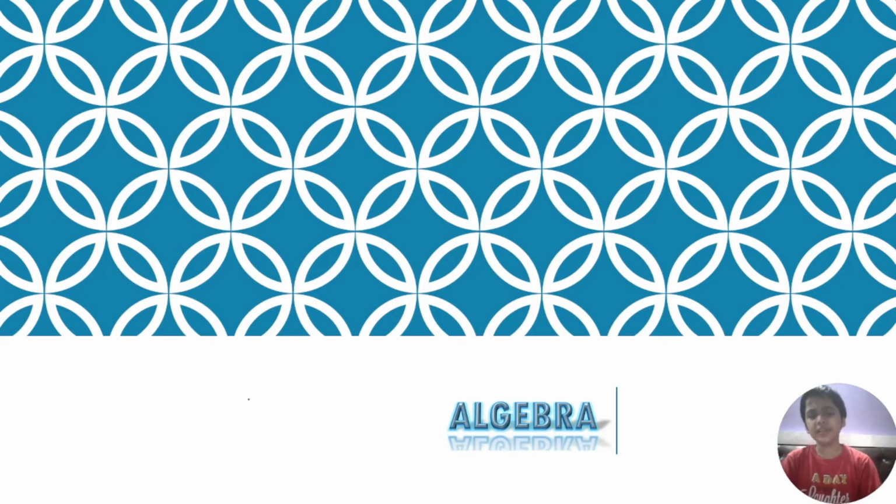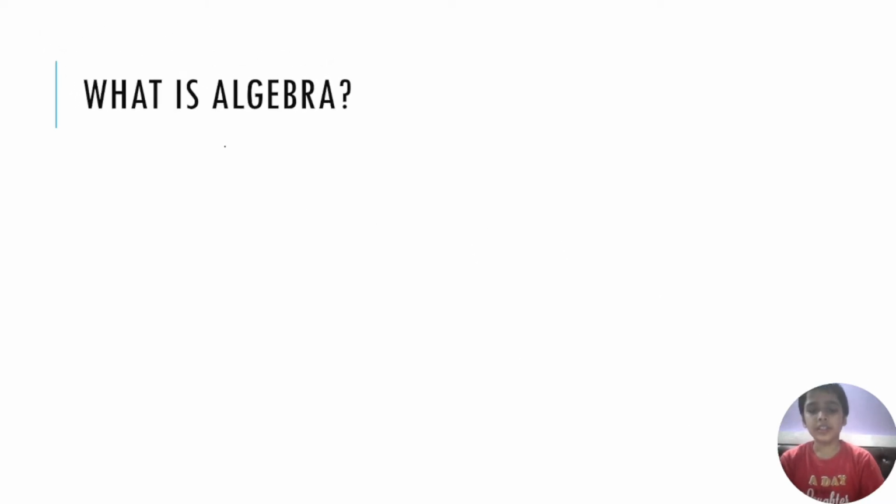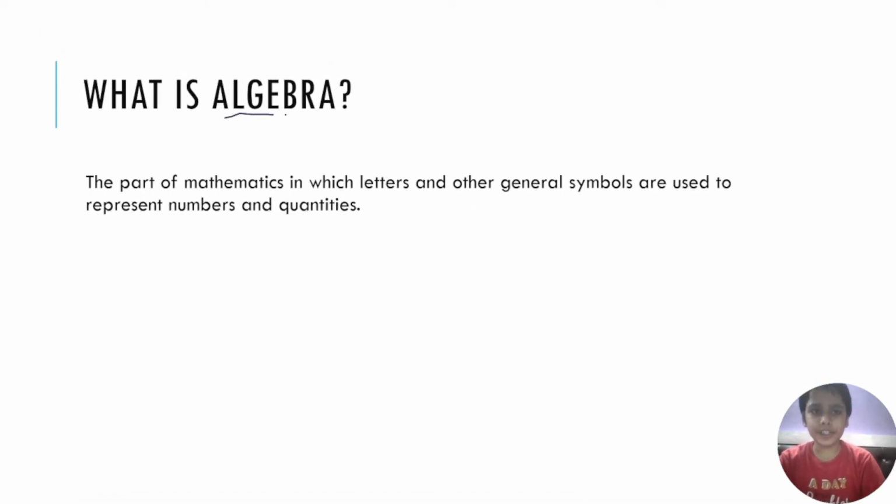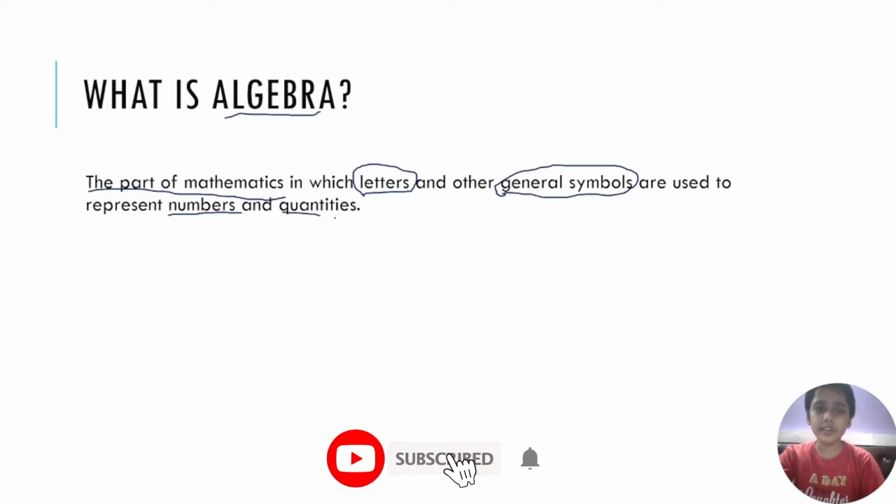So we learn a new topic in maths, which is algebra. So now first we'll see what algebra is. So basically algebra is the part of mathematics in which letters and other general symbols are used to represent numbers and quantities.